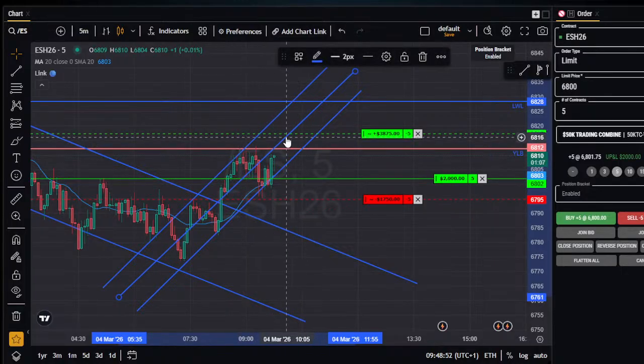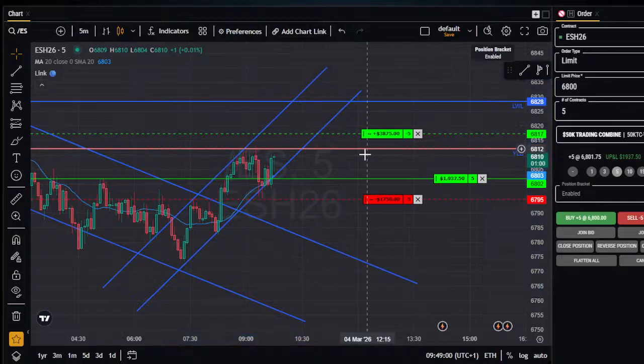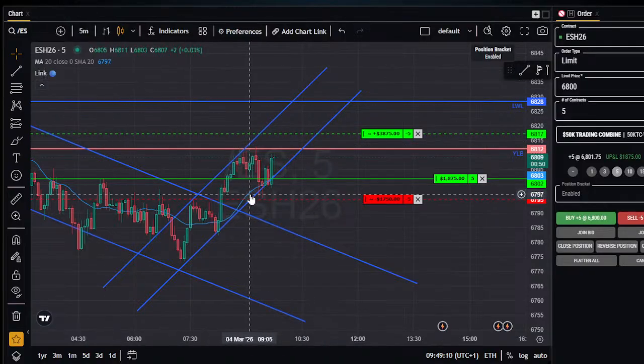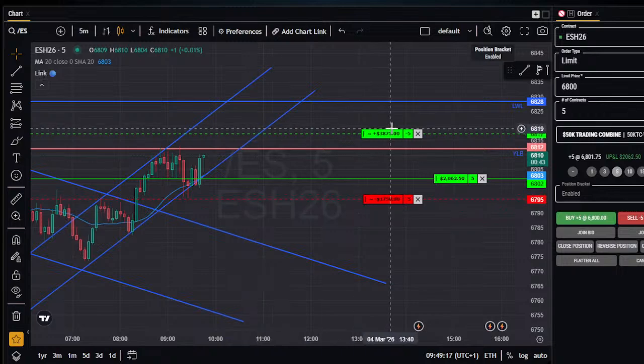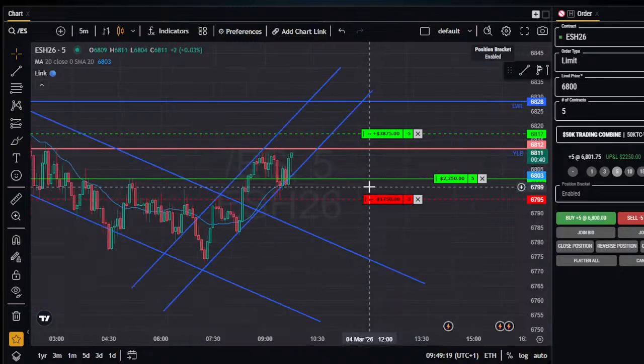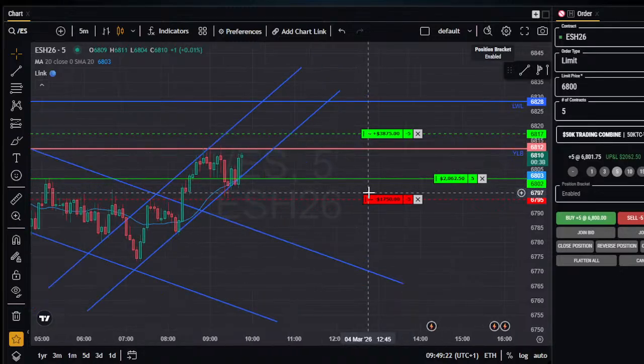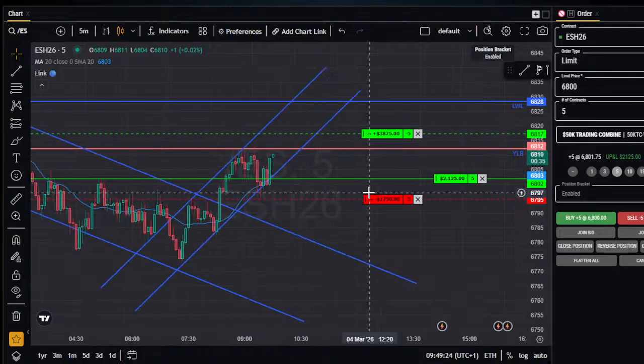and with that magnet comes resistance and support, depending on where the price is right now. So yeah, that's live trading. It's a bit of technical analysis as well. If this profit target gets hit, I'm probably done for the day and go do something other than trading.